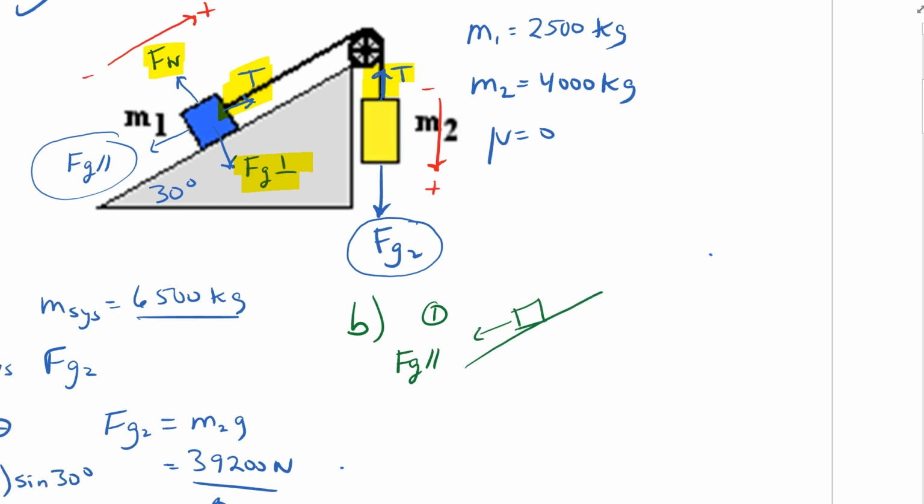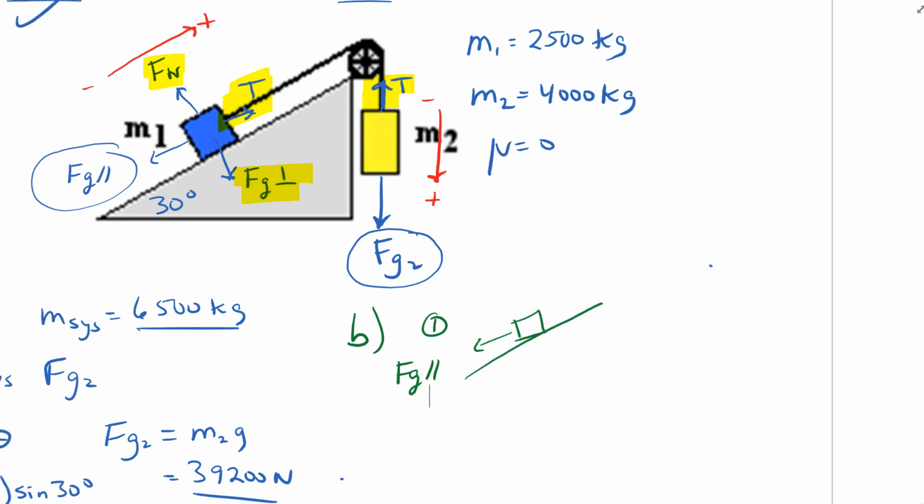Now notice, how shall I draw the tension force? Shall I draw it larger or smaller? If this object is accelerating up the inclined plane, that means that this tension force is larger. So I'm going to put a larger tension force here. Here is FG perpendicular, and here is the normal force.